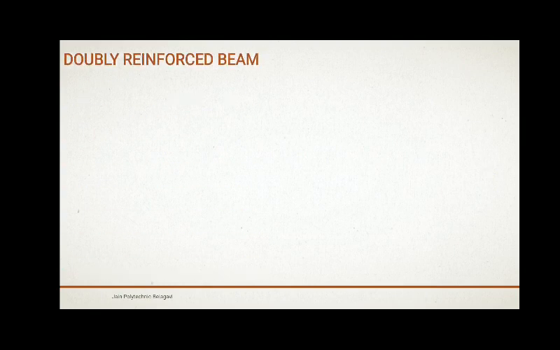So what is a doubly reinforced beam? In the previous lecture we discussed singly reinforced beam. The name itself specifies that singly and doubly refer to reinforcement. Singly means provided only on one side, doubly means reinforcement of steel which is provided on both the sides of the beam, that is in the tension as well as in the compression zone.